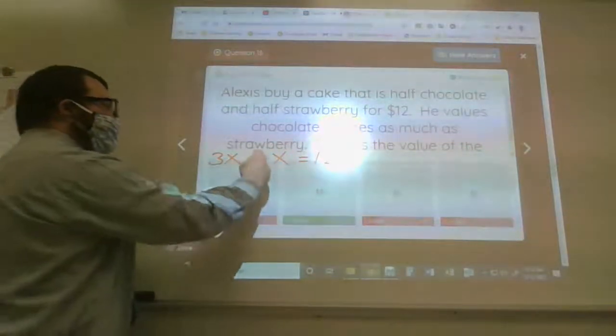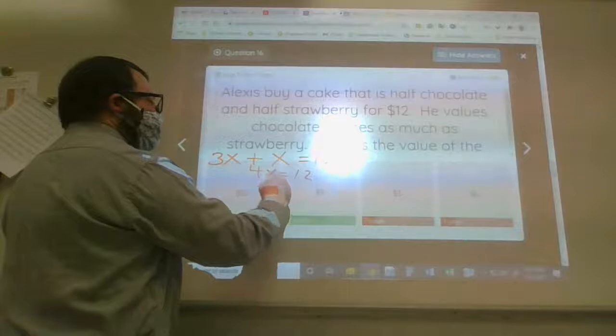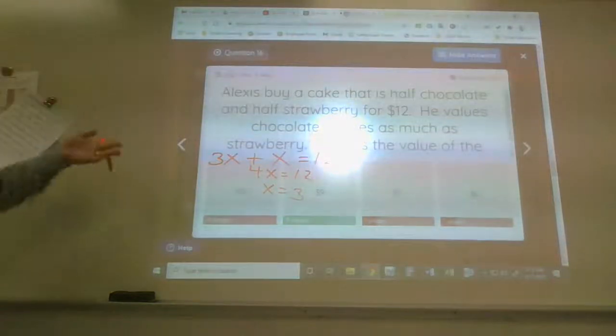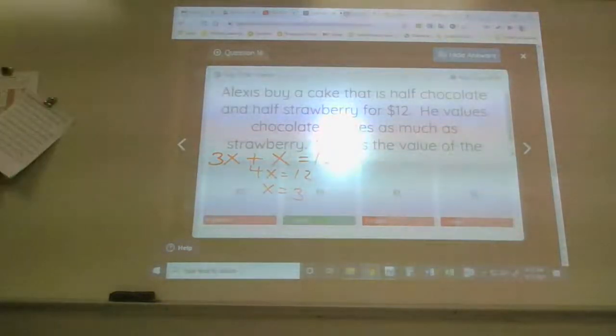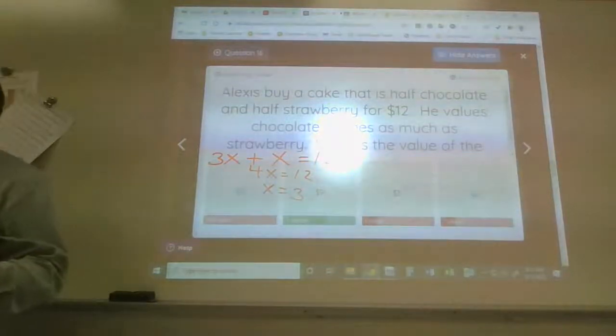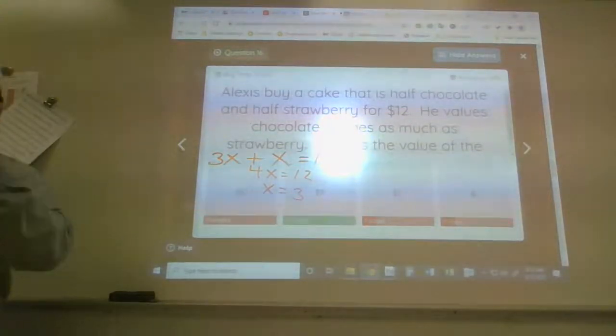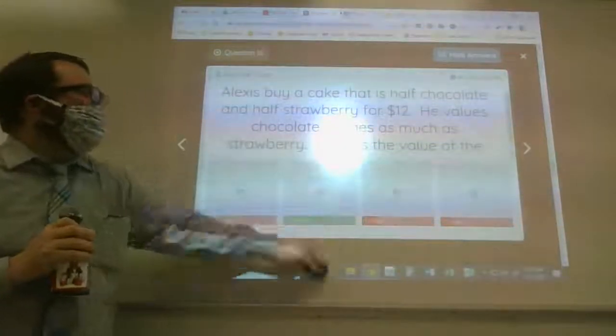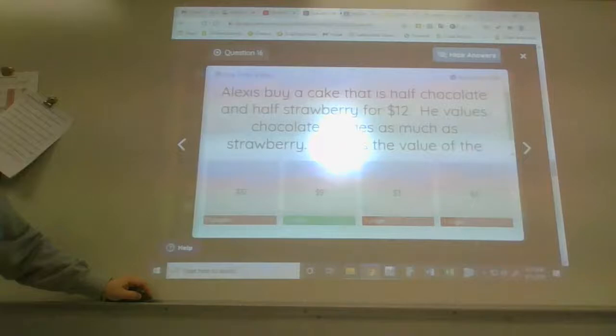If you solve this, you eventually get x is equal to 3, which means that 1 share of the cake, or the strawberry half, is worth $3 to him, which ultimately means the chocolate side is worth $9. But of course, you could have just taken $12 and figured out the ratio of 3 to 1. That's probably the easier way of going about it. But sometimes it helps, especially if the numbers don't work out quite nicely.